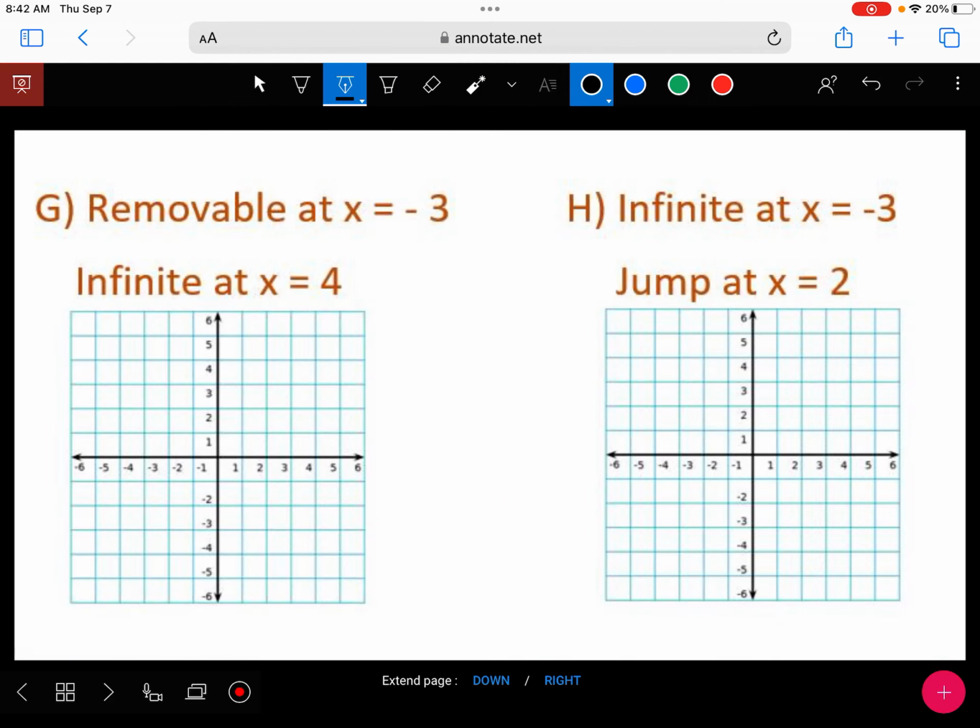All right, our last 2, this is where it gets a little tricky because you have to draw 2 different discontinuities and it has to be a function. So I'm gonna actually talk you through G. What I recommend you do is draw your infinite first. Just draw your infinite, ignore the fact that there is a removable, and then put a hole in the graph at -3. So draw your infinite at x = 4, and then go back and put the hole in.